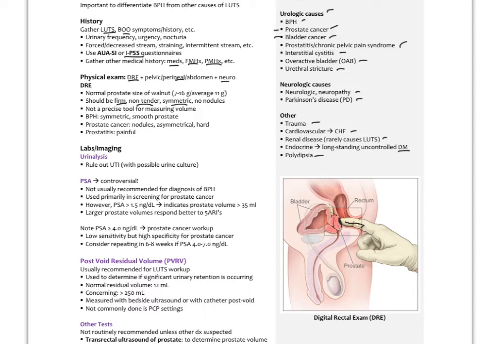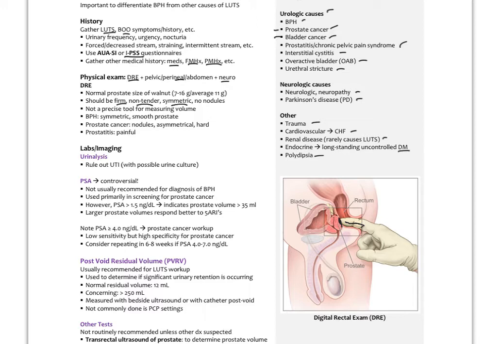We should feel that the prostate is symmetric. So in other words, if you look at that median sulcus, on either side of that, the prostate should be even. There should be no abnormal lumps or nodularity felt on the surface of the prostate. That's going to be a lot more indicative of prostate cancer. DRE is not really a precise tool for measuring the volume of the prostate. What we need to use there is the transrectal ultrasound to do that appropriately. But this is helpful for just doing a baseline assessment.